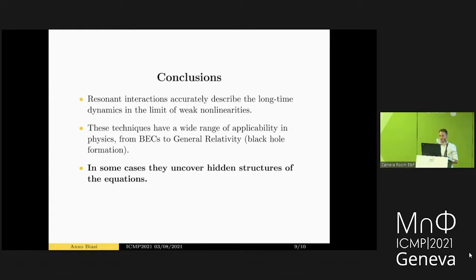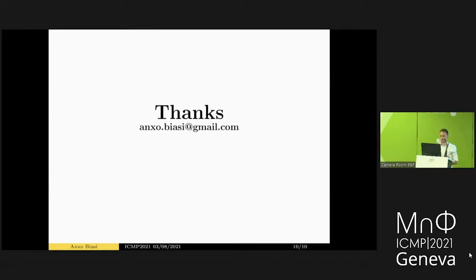In some cases, these resonant structures uncover hidden structures of the equations, in the sense that maybe my equation doesn't have an exact structure, exact integrability, for example, let's say. But when I remove the non-resonant interactions, maybe what I obtain is that the structure is exact in this case. So that's all.